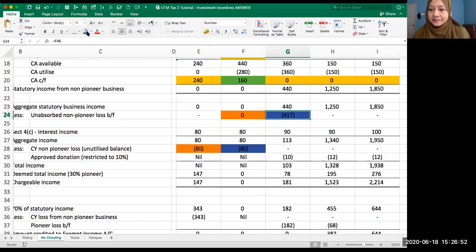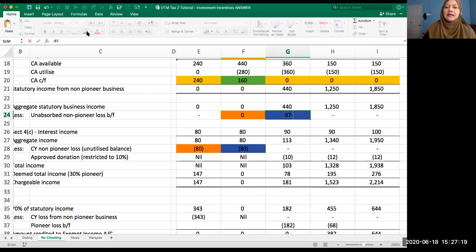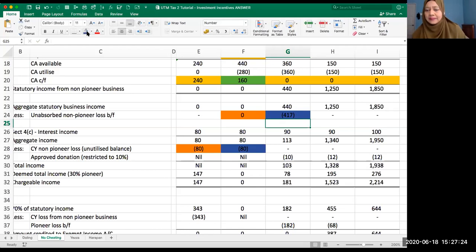Do you get that? Alright, F46. Mana F46? Aku tak tahu. F46. Apa tak apalah, it's okay. Alright. So anyone not clear about 417? How do you get that 417? Alright, is the 320 loss from the previous year plus unabsorbed loss brought forward of 97. Right, so if I were to put it, it's minus 97 dengan minus 320. So you should get 417.